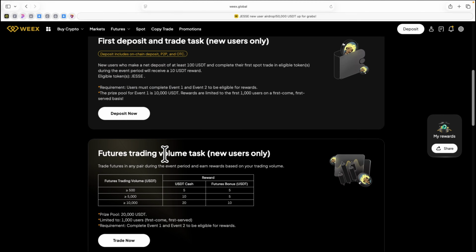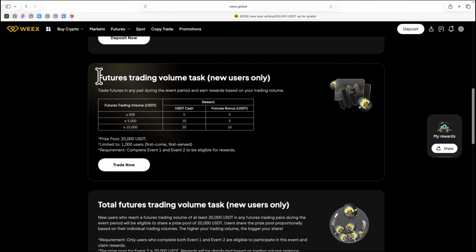Now that's the first category. Now the second category right here is where it says futures trading volume task. This one too is for new users only. There are still others that are for existing users, but this one is just for new users. So if you go ahead, you see where you have this futures trading volume. So what they're telling you is that if you trade futures with at least $500 trading volume, you get $5 USDT cash and get $5 futures bonus.